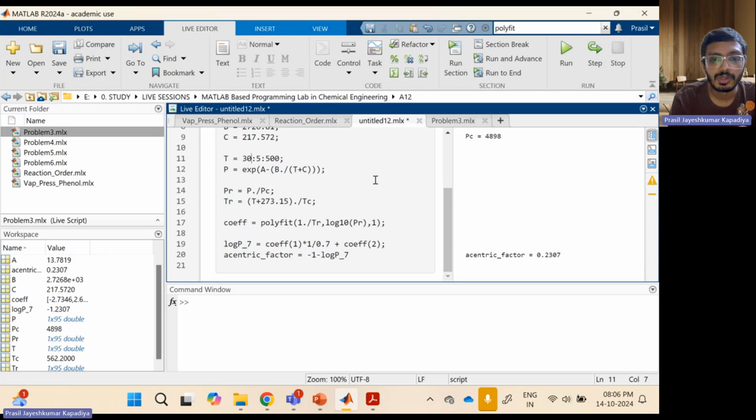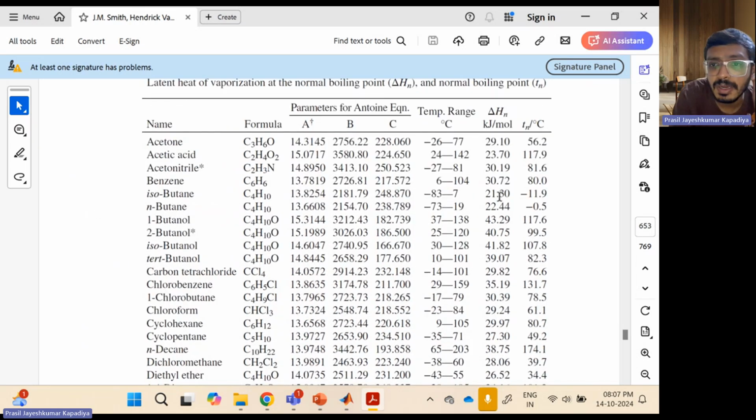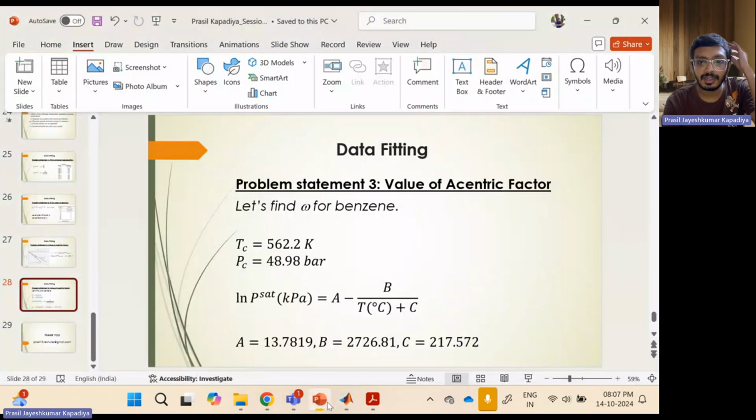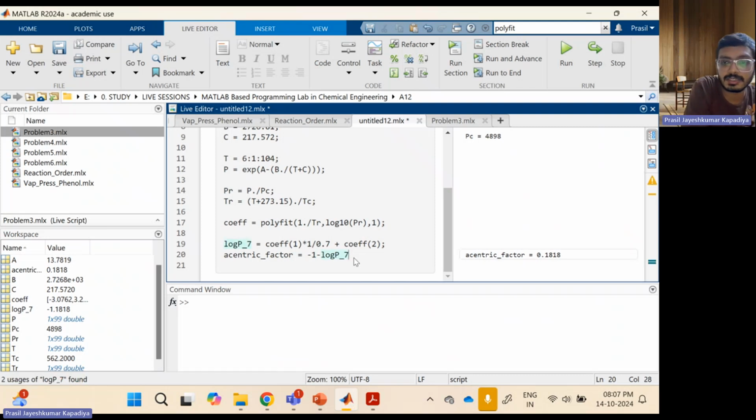I'm not saying it will improve, but the main catch is the temperature limitation. I have taken this value from here only. So for benzene, what is the temperature limit? It is from 6 to 104 Celsius only. So I should take from 6 to 104 and calculate at every point. See, it is giving 0.1818 only, so this is not exactly what we want. This is the temperature range, and from this I am getting my eccentric factor as 0.1818.